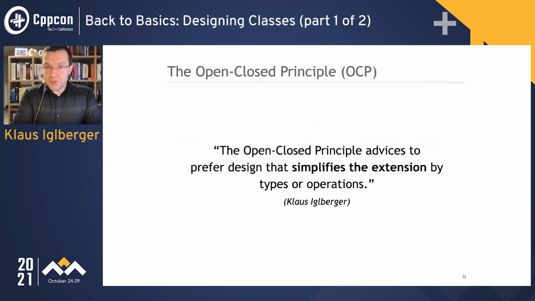Then there is the open-close principle. That one advises to prefer design that simplifies the extension by types or operations. So it should always, at any point, be easy to extend my software. In the optimal case, by just adding a piece of code. I shouldn't have to modify anything. It should be possible by just adding code. And that explains the name of this principle: open for extension, but closed for modification. So that is good design. And we'll see that this definitely is easily possible.